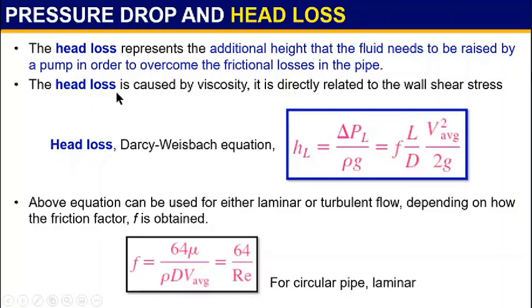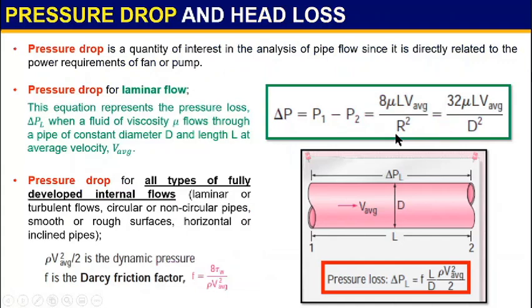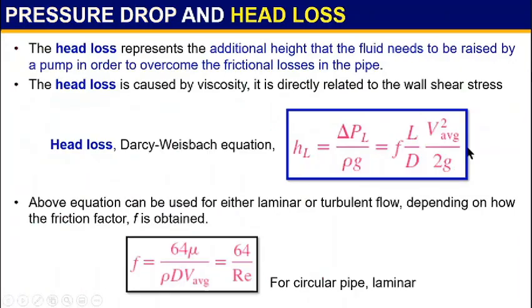The head loss is caused by viscosity. It is directly related to the wall shear stress. The equation is written like this: HL equal to delta PL over rho g. So what is delta PL? PL is the pressure loss. Just substitute into this equation. The above equation can be used for either laminar or turbulent flow depending on how the friction factor f is obtained.